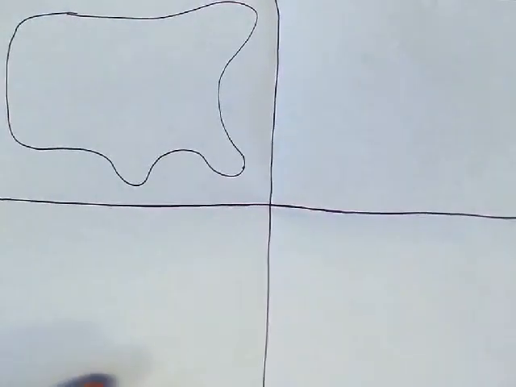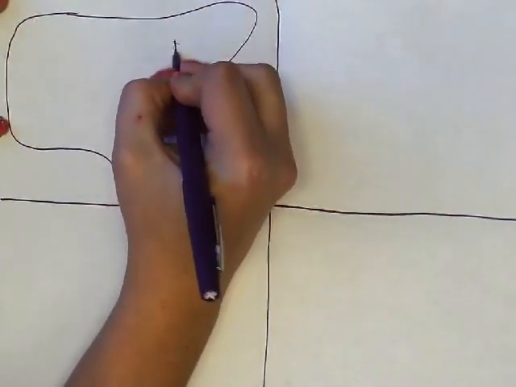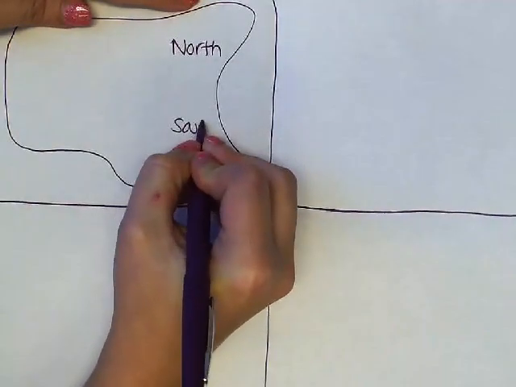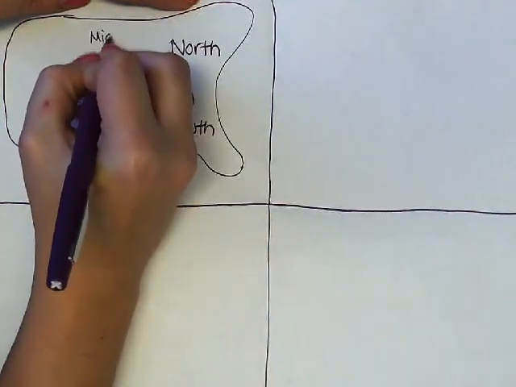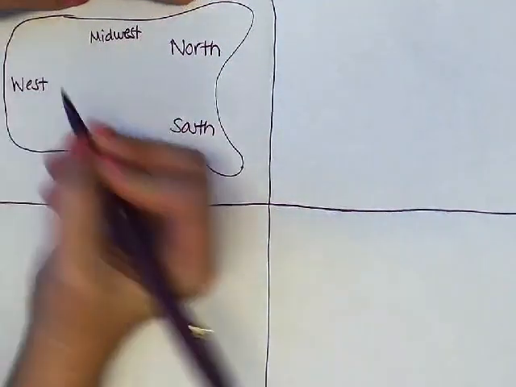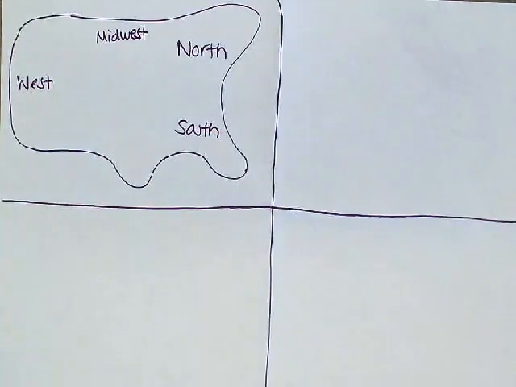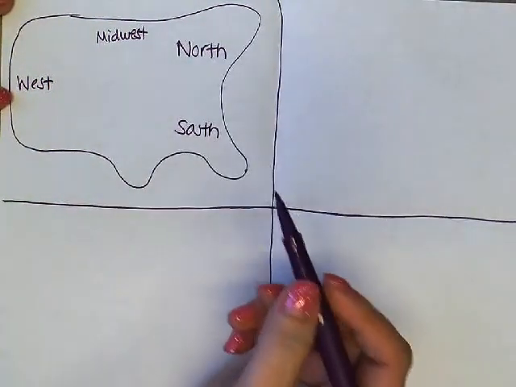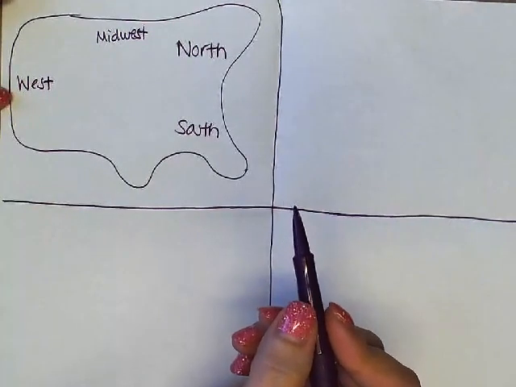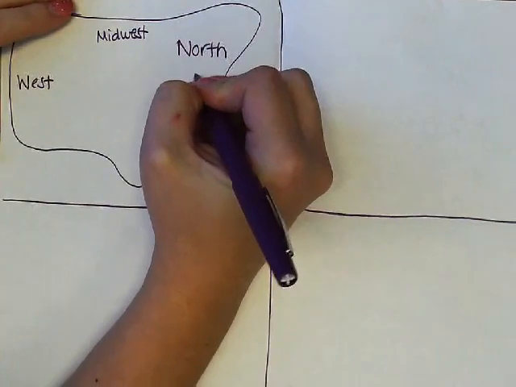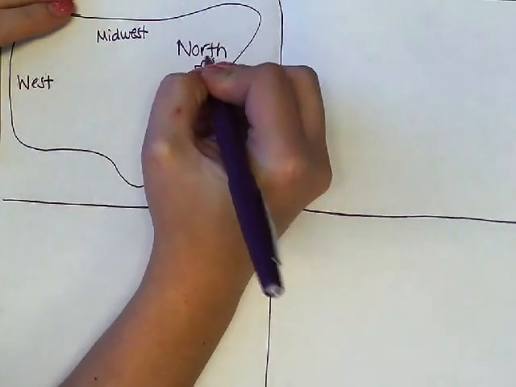So the first thing I want to do is label my regions. So I have the North, the South, the Midwest, and the West. Then I'm going to think about my economies in each section. So the North, some students like to draw their economies and some like to write it. So a lot of times I'll draw my factories like this.